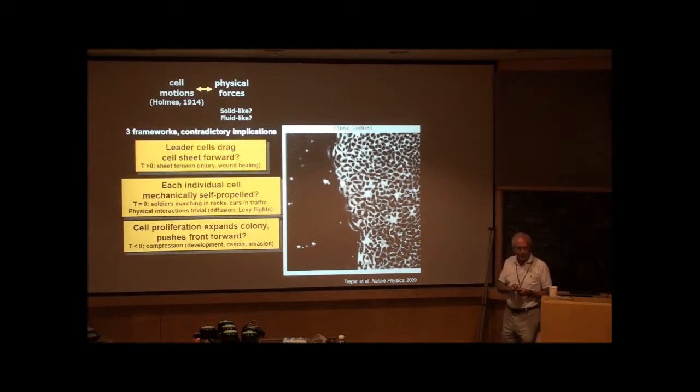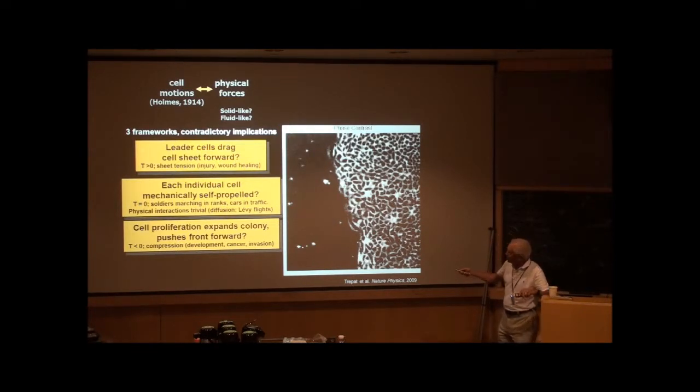In the cancer and development literature, you find more of the notion that there's proliferation behind the leading edge, and that proliferation actually pushes the front forward. It expands the colony and pushes the front forward. So the notion there is that the cells would be in compression, because you get more and more of them with time, and it pushes the front forward.